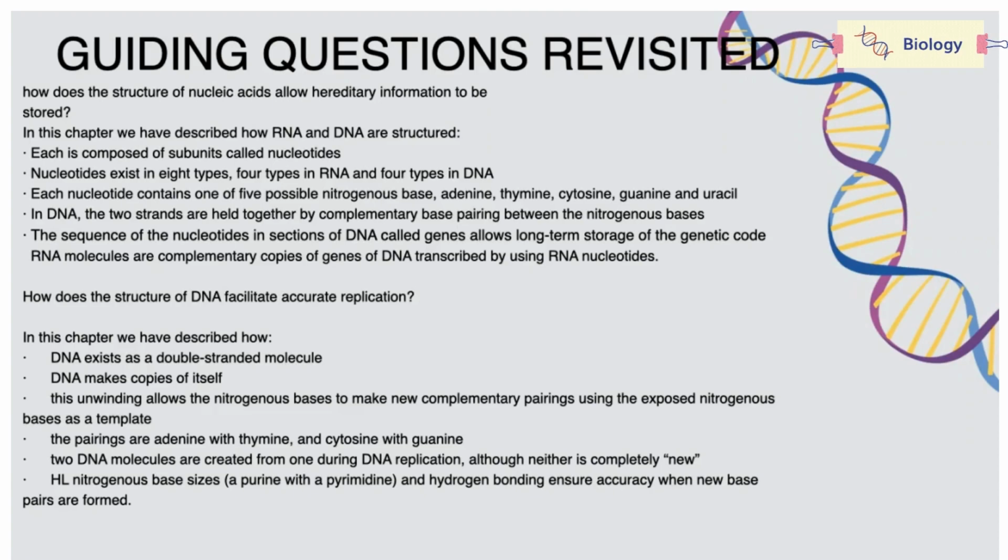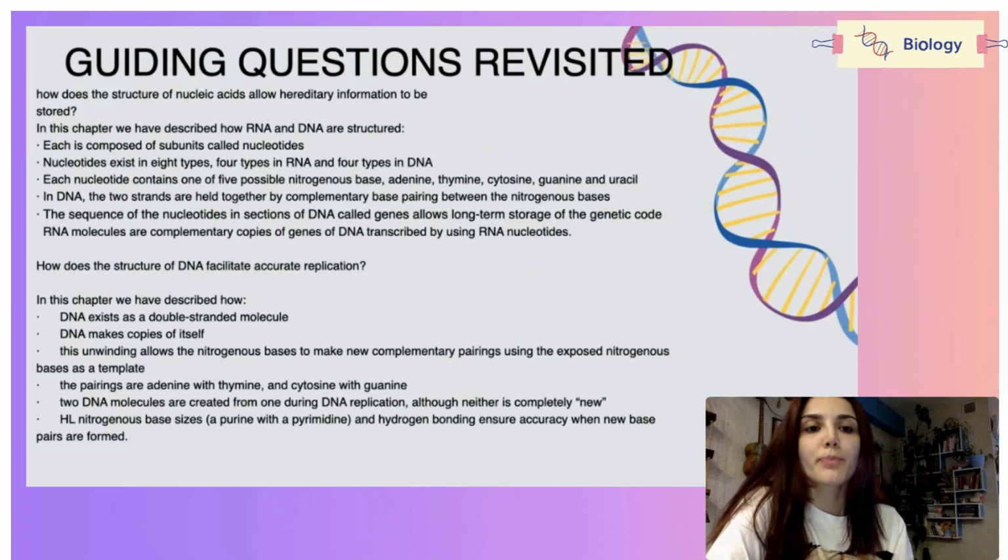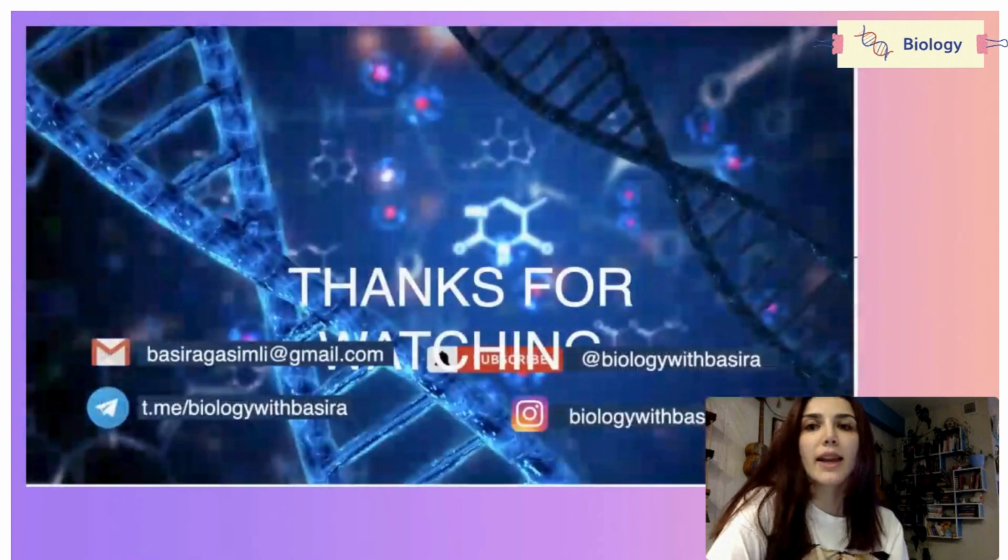And how does the structure of DNA facilitate accurate replication? DNA exists as a double-stranded molecule. DNA makes copies of itself. Unwinding allows the nitrogen bases to make new complementary pairings using the exposed nitrogen bases as a template. The pairings are adenine with thymine and cytosine with guanine. 2 DNA molecules are created from 1 during DNA replication, although neither is completely new. The nitrogen base sizes, a purine with a pyrimidine, and hydrogen bonding ensure accuracy when new base pairs are formed. So guys, that is the end of the chapter.